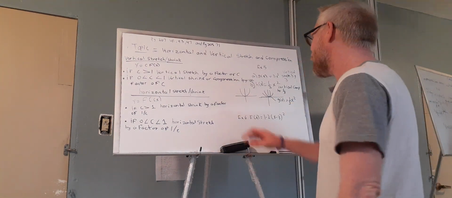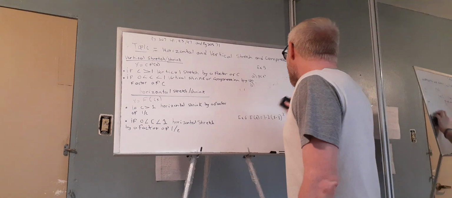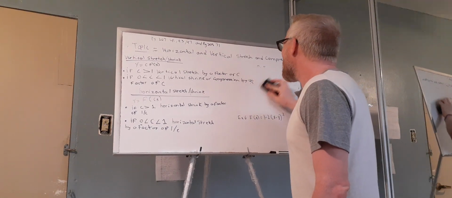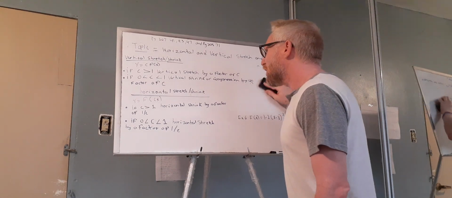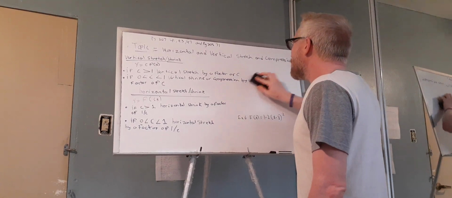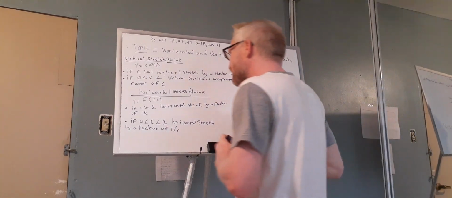So let's look at the next example. Example number 6. Now in example number 6, we're actually combining stretches and compressions, and we're also combining what we did in our previous video, which was vertical shift and horizontal shift.